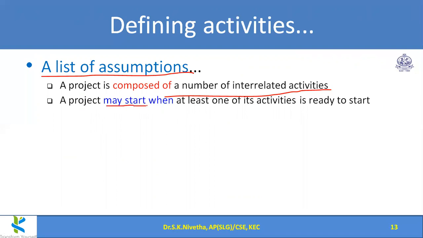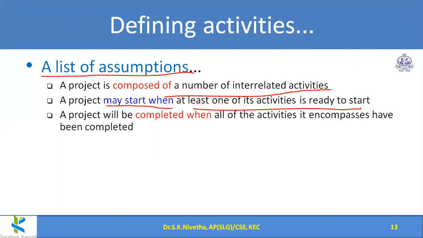A project may start when at least one of its activities is ready to start. Any one of the activities starting first means the project is about to start. I hope you all will agree with this. Then the project will be completed when all of the activities are completed. So if 10 activities are required for the project, and all 10 are completed, we could conclude that the overall project is completed. So this also you will all agree.